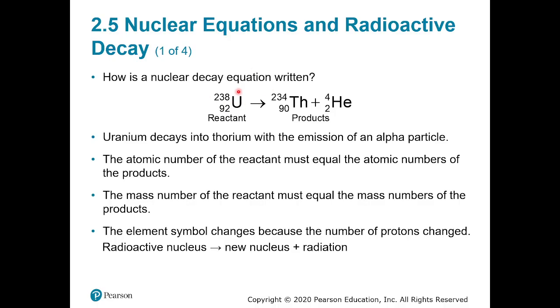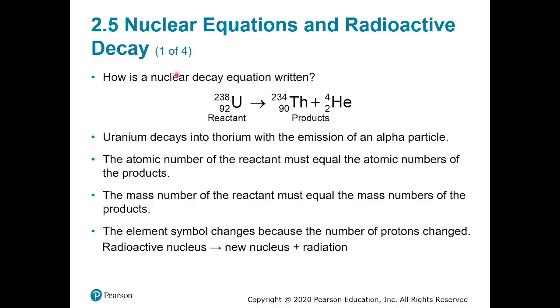Okay, so this is uranium-238. This is the atomic number for uranium. It's going to go to our products. What always has to be equal on both sides of the reaction? The mass and charge, doesn't it?